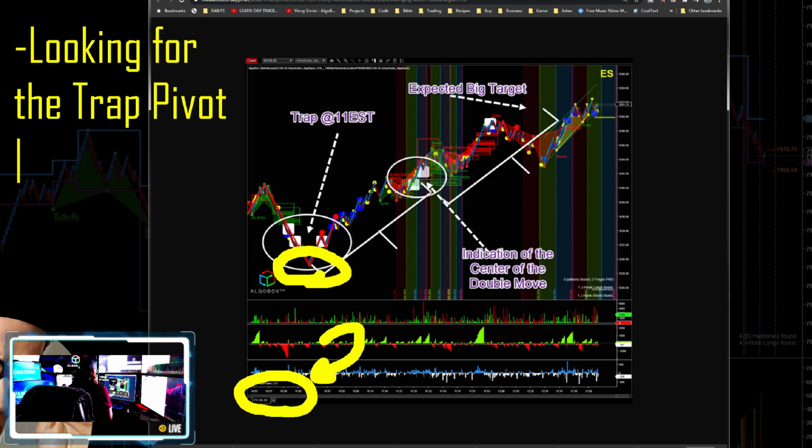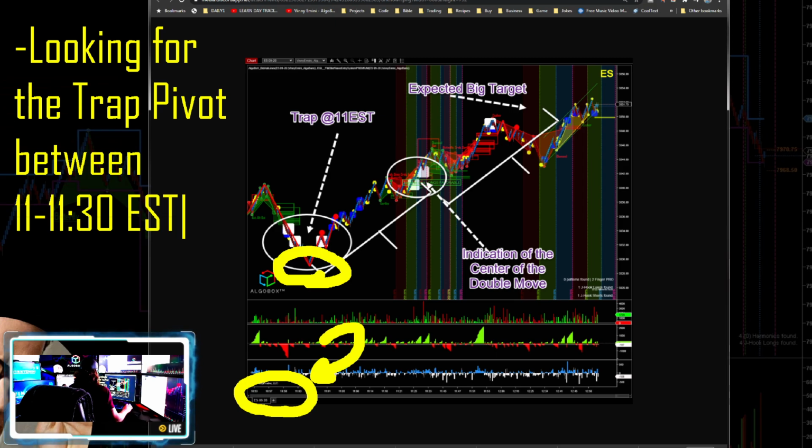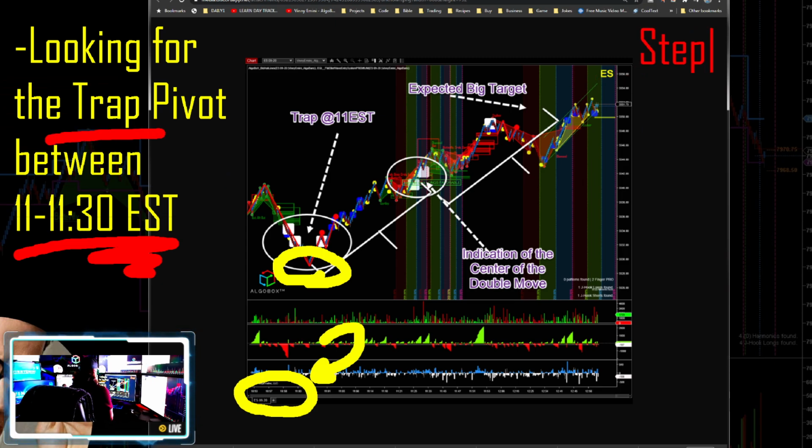Pivot between 11 and 11:30 Eastern time. Okay, so the first part of what we're looking for, step one, okay, this is the first thing, is looking for a trap. Okay, trap. Step one. The trap. Okay, gotta have the trap.